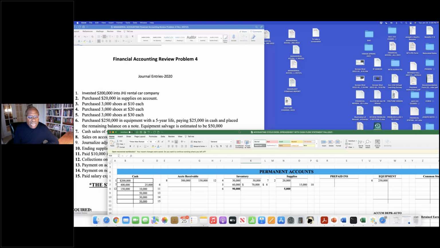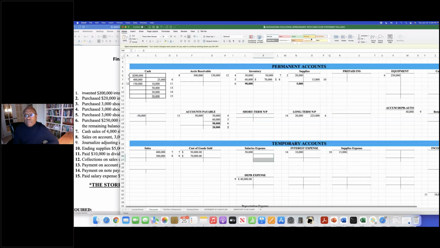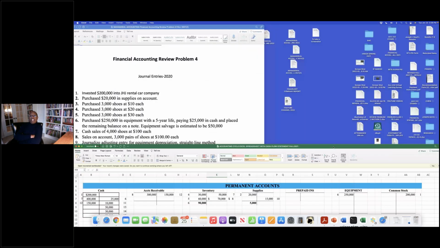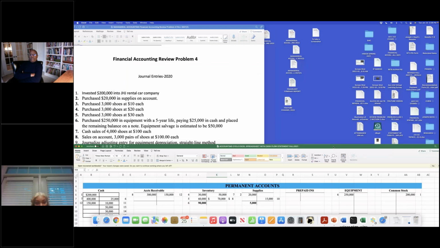Okay, so what do we need to do now? We need to do the trial balance and the financial statements. We want to do the trial balance first, and once we get that done, then we want to begin to do the financial statements. So that's what you're expected to be able to do.